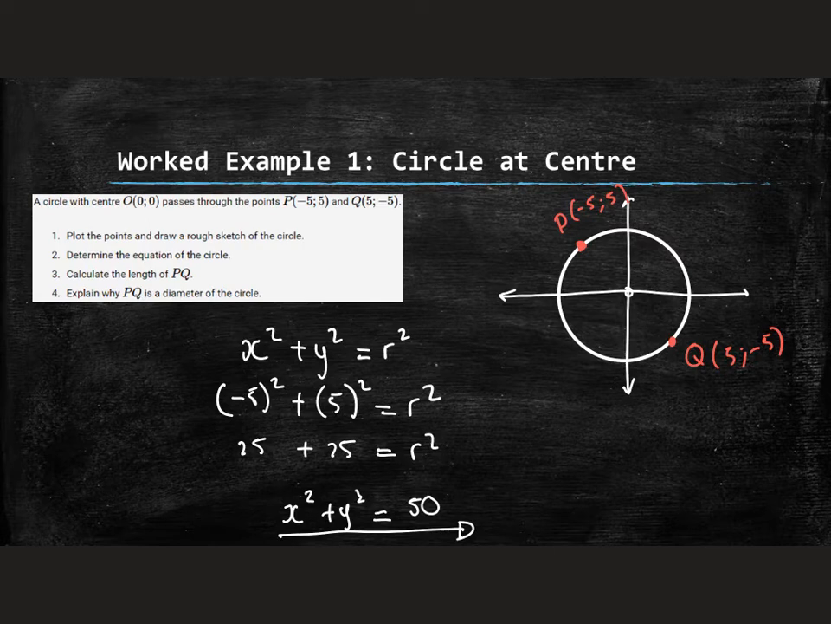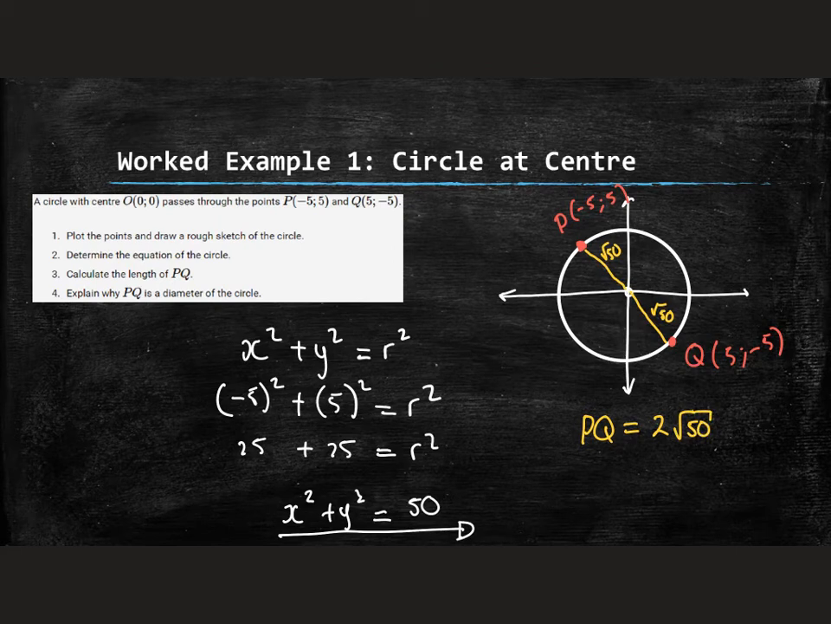Third part of this question says, calculate the length of P to Q. Pause this video and try it yourself. All right, good. Well, if P to Q is based on the radius, we know that this radius is the square root of 50, and the same would be true on this side, also root 50. So therefore, the distance from P to Q is 2 times root 50.